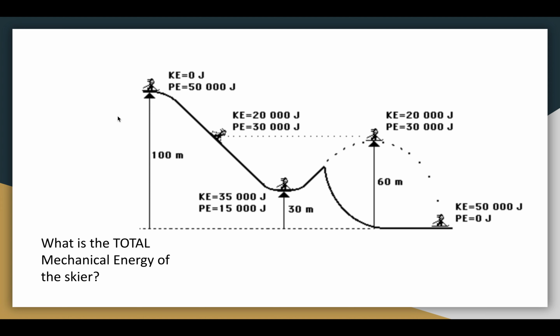It's equal to the work done to lift them there. It's also equal to the total sum of the kinetic and the potential. And if the skier isn't moving, then it's all the potential energy at the top. It's the sum of these two together. So that's going to be 50,000 joules. So what does that mean?